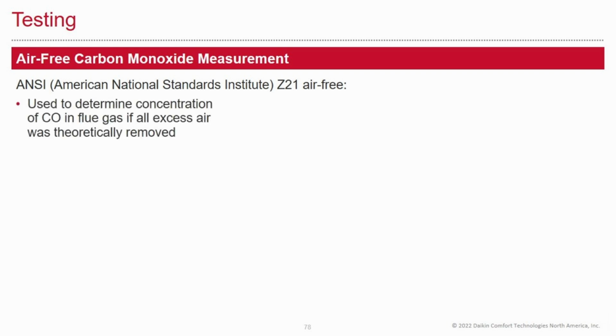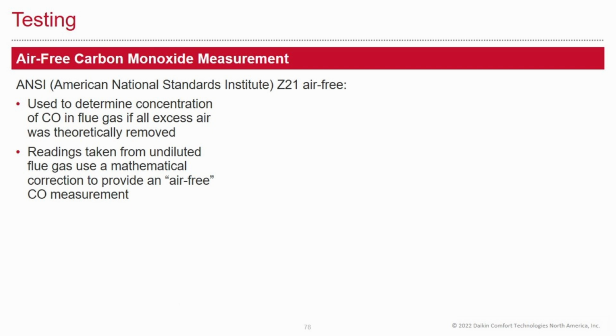Air-free carbon monoxide measurement. ANSI, the American National Standards Institute, Z21 air-free, is used to determine the concentration of carbon monoxide in flue gas if all excess air was theoretically removed. Readings are taken from undiluted flue gas, and they use a mathematical correction to provide an air-free CO measurement.